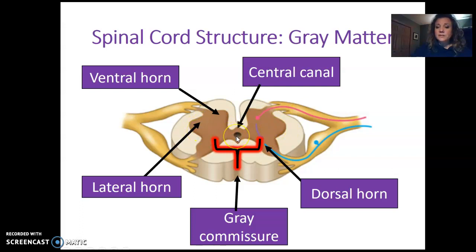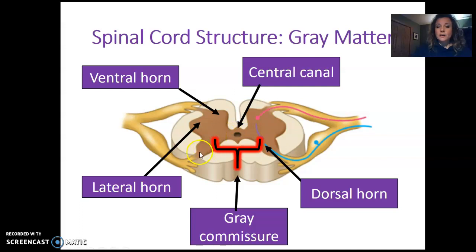The central canal is filled with cerebral spinal fluid, and that's the hole in the center. The dorsal horn is on the dorsal aspect of our gray matter. And the two halves of the gray matter are connected by this straight portion in the center called the gray commissure.